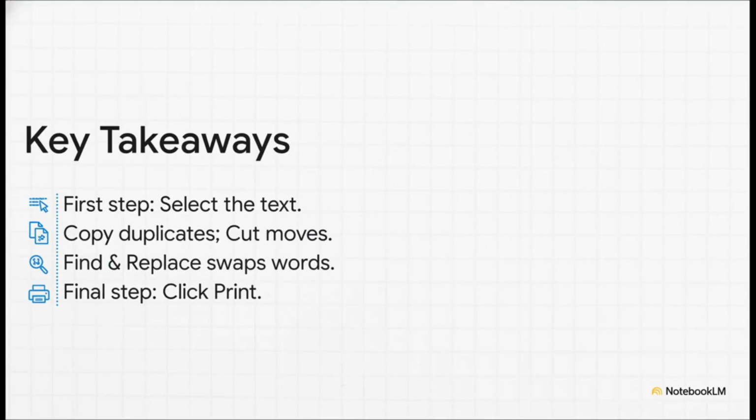To wrap up the short answer questions from the chapter, I really want you to burn these key takeaways into your memory. Always remember the golden rule. The very first thing you do before editing is select the text. Keep the functional difference straight, copy duplicates, cut moves. Remember that find and replace is your absolute best tool for swapping out words globally. And finally, the last step to getting that physical hard copy is hitting the print button.